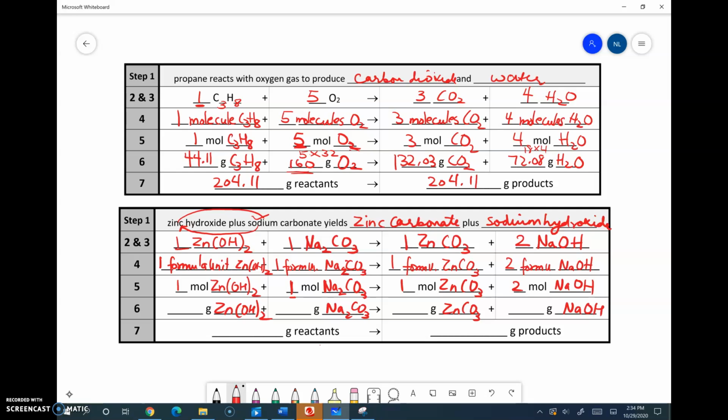Now be careful for NaOH. For NaOH, the mass is going to be 40.01. You are going to multiply with this too, okay? So it should be 80.02. That's what you should get, all right?